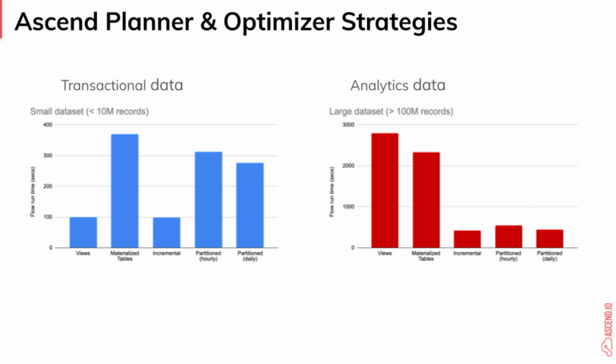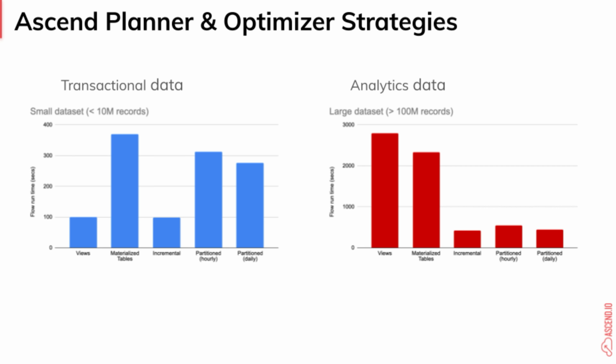So looking at some more optimization, we're going to go into some detail on the Ascend Planner side and the optimizer strategies there. This might look really familiar. Nandan went through these in a webinar a while back. I think it's definitely worth revisiting, as it does highlight how Ascend can optimize your pipelines. And choosing a strategy makes a difference.